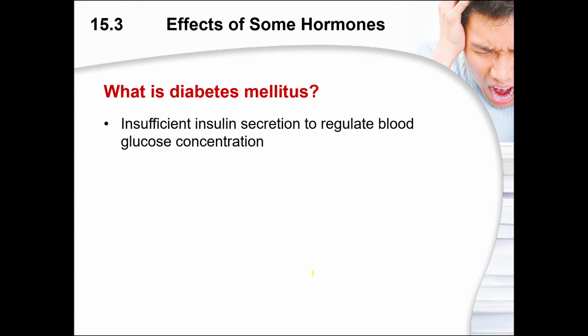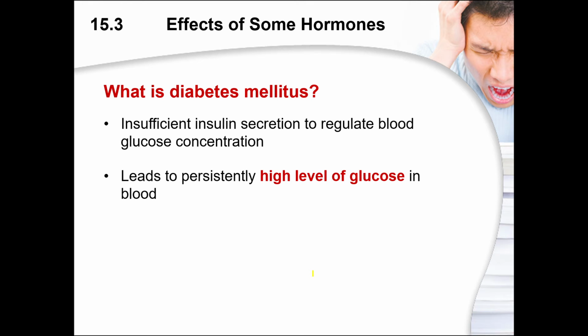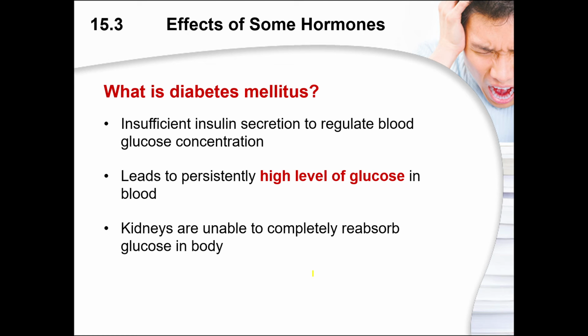So diabetes mellitus, the full name of diabetes, is actually caused by insufficient insulin secretion, and this is just type 1 diabetes. Okay, it leads to persistently high level of glucose in the blood, and so the glucose cannot be converted. They are unable to be completely reabsorbed into the body. So this causes glucose to be excreted in urine. This is why finding glucose in your urine is the first sign of diabetes.